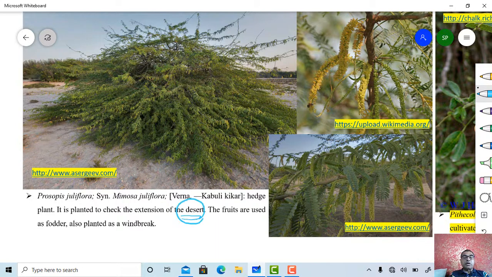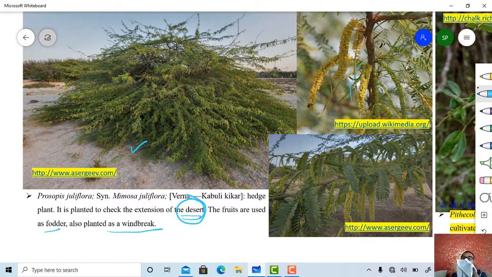These plants are present in xerophytic conditions. So this plant, Prosopis juliflora, is planted to check the extension of the desert, and the fruits are used as fodder. This plant is also planted as a windbreaker in the desert. So this is the habit of the plant. This is one of the twigs of Prosopis juliflora.